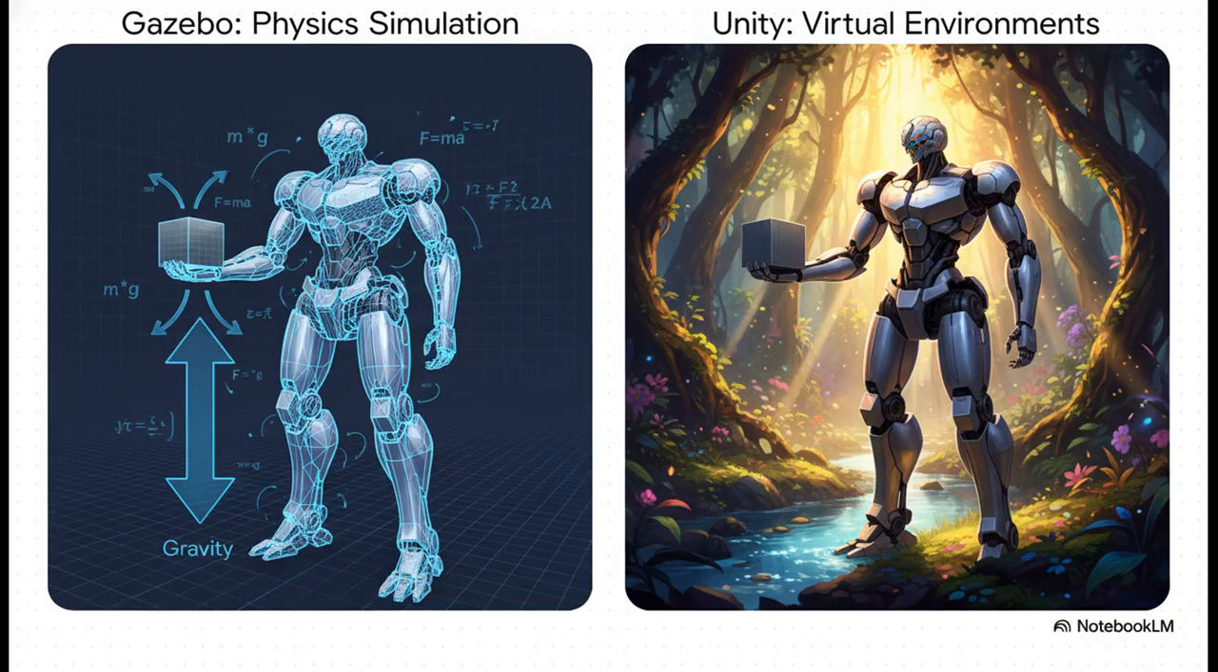And to build this virtual world, you're going to lean on 2 main tools. You've got Gazebo, which is like your physics engine. It makes sure that when your robot drops something, it actually falls. It handles gravity, friction, all the real-world rules. And then you have Unity, which is for making the world look real. It lets you build these beautiful, complex virtual environments for your robot to live in.